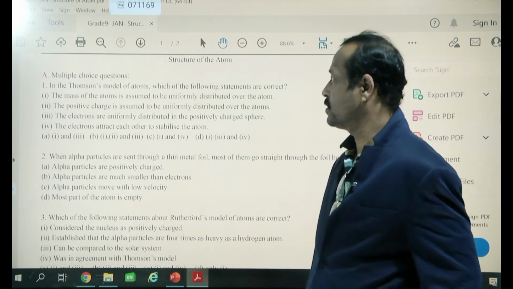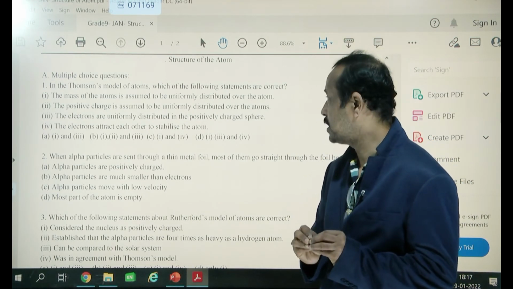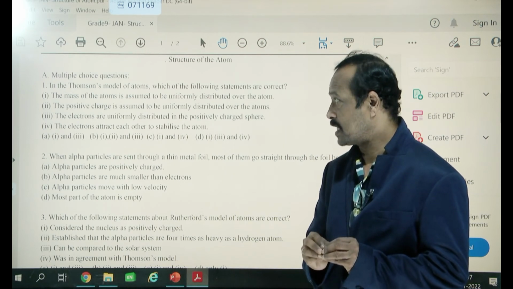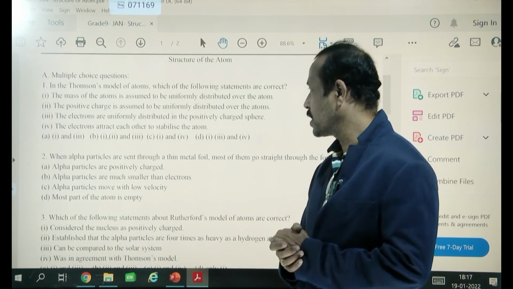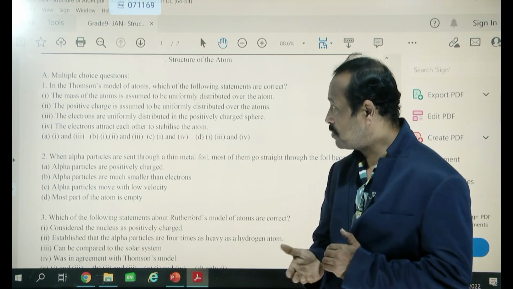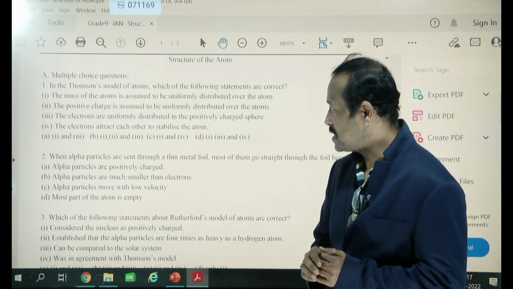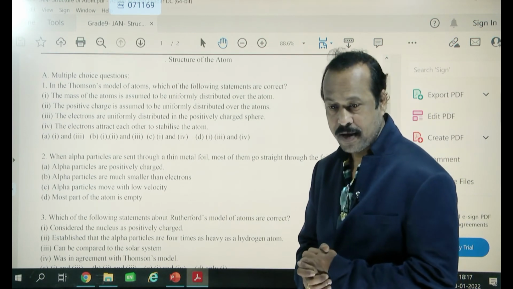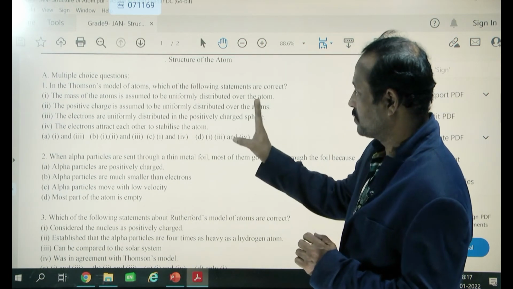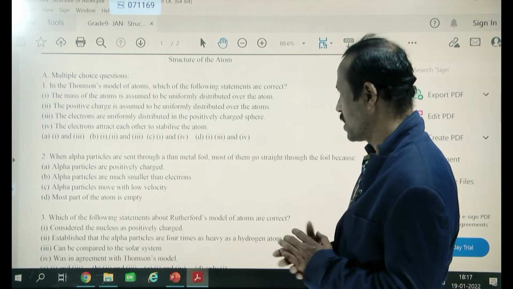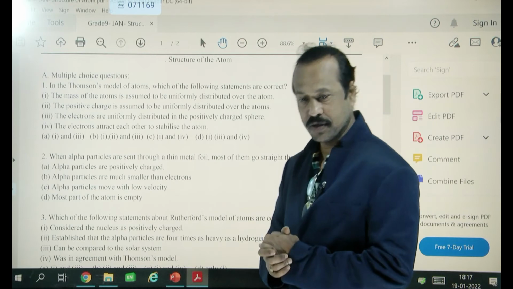First one is the mass of the atom is assumed to be uniformly distributed over the atom. Second, the positive charge is assumed to be uniformly distributed over the atom. The electrons are uniformly distributed in the positively charged sphere, and the electrons attract each other to stabilize the atom. Four options are there, and some statements, maybe two, maybe three, are correct. Can you say which statements are correct in this one?